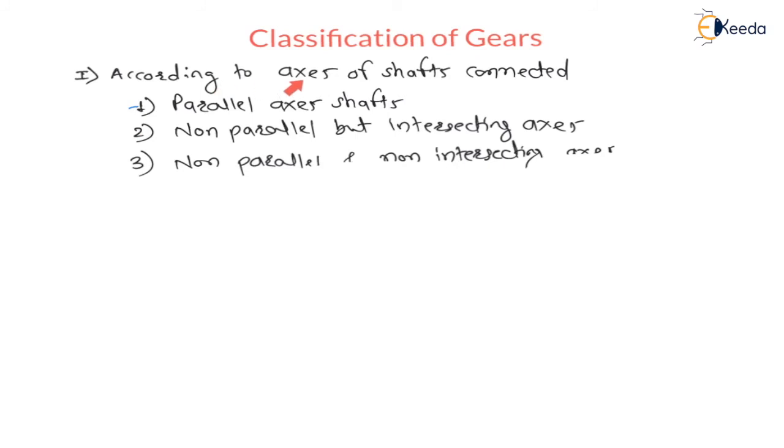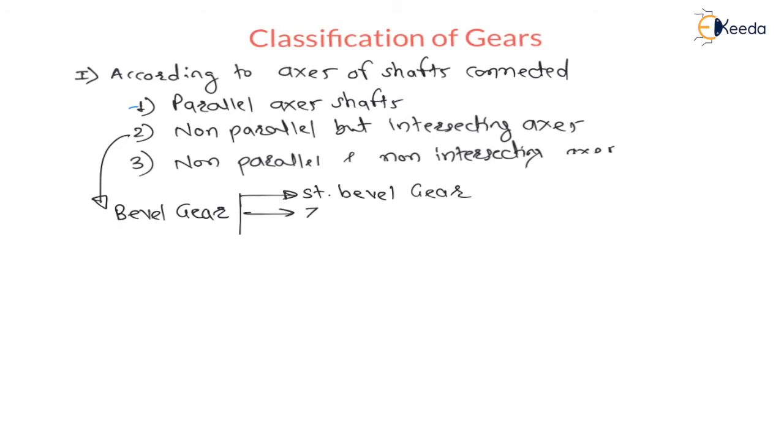Now, the second type according to axis of shaft is non-parallel but intersecting axes. In this non-parallel but intersecting axes, there is a bevel gear. Again, this bevel gear is classified as straight bevel gear, another is spiral bevel gear, and helical bevel gear. Right. These are the three classifications. Now, straight bevel gear and spiral bevel gear are almost the same.